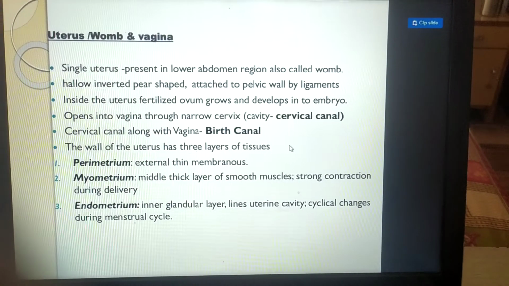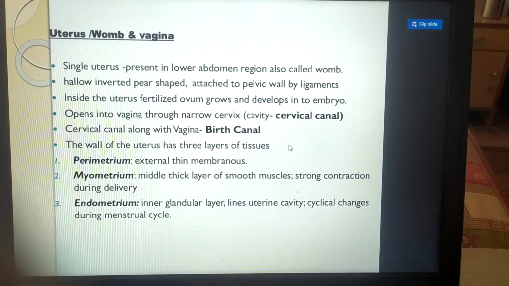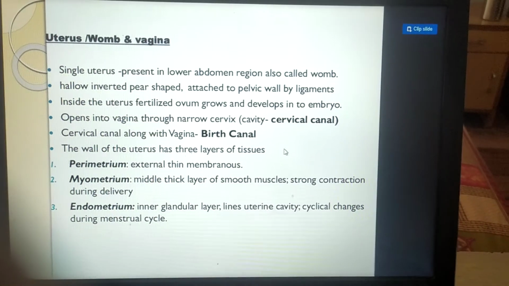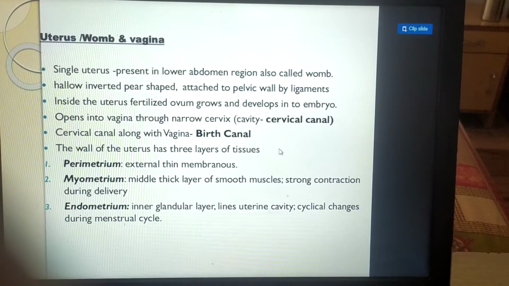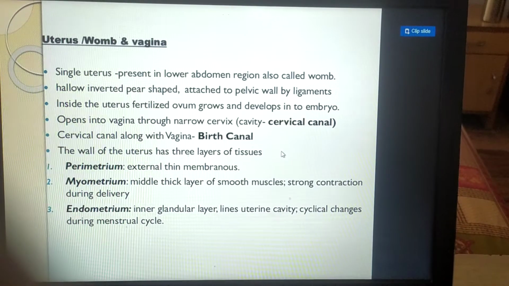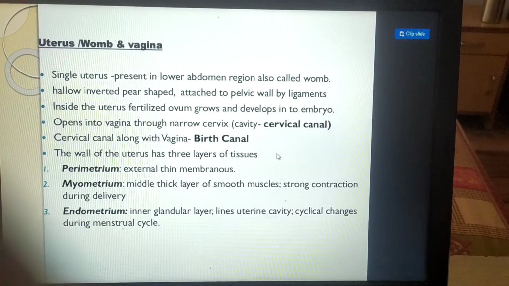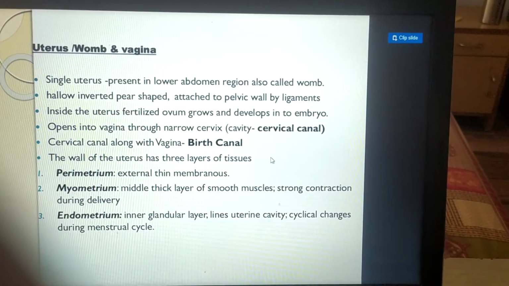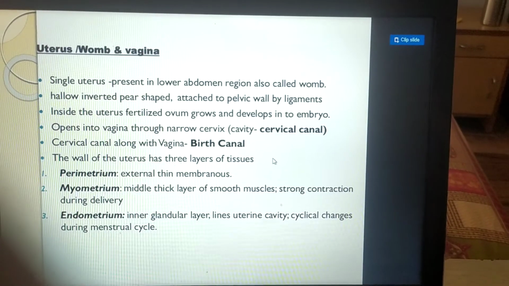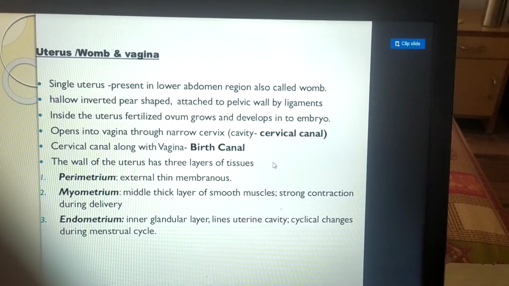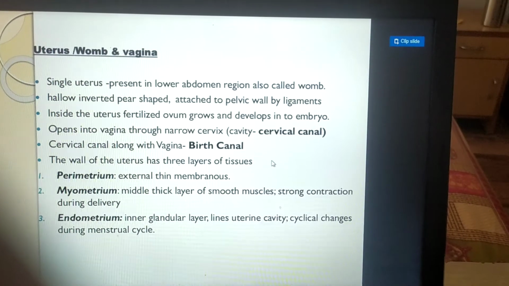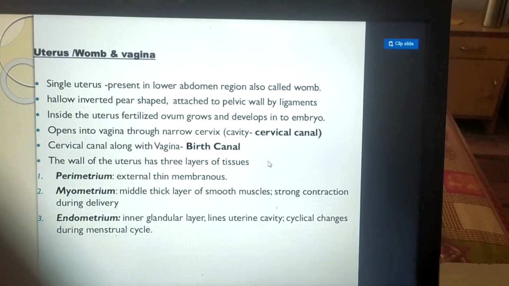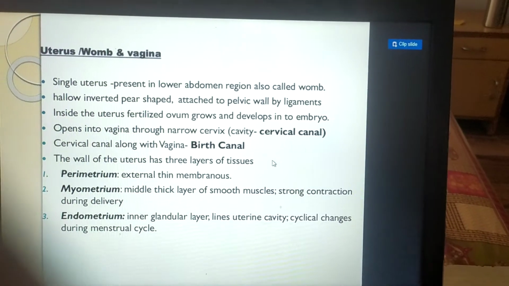Now the wall of the uterus has 3 layers. First is the perimetrium, which is the external thin membranous layer. Second, the myometrium, the middle thick layer of smooth muscles, which is known for strong contraction during delivery. And the third layer is the endometrium, the inner glandular layer, which lines the uterine cavity. The endometrium is known for cyclic changes during the menstrual cycle. We will see in detail what happens to the endometrium when we discuss the menstrual cycle.